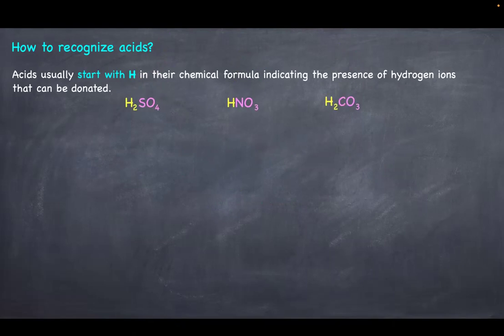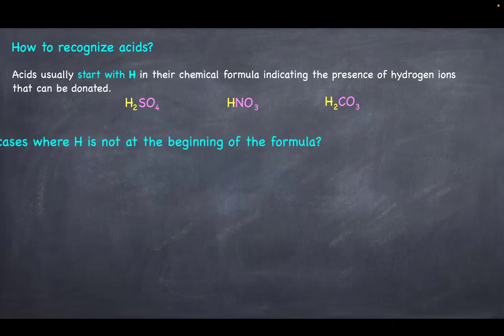What they can do is give away the hydrogen ion, which we call a proton, in the process of being an acid. For instance, we have H₂SO₄, HNO₃, H₂CO₃. All of these are acids and their H's are highlighted in yellow.